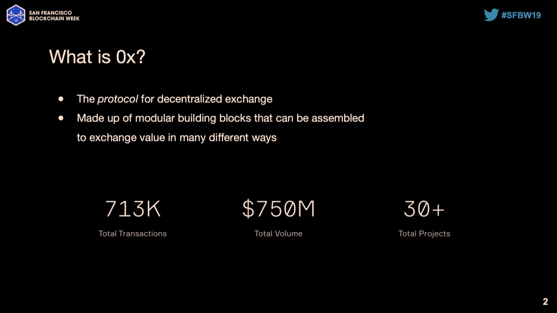To this day, 0x has done over 713,000 trades, over $750 million worth of volume, and over 30 projects have been built utilizing 0x. I think these numbers are actually a little bit out of date. The volume numbers should be over $1 billion today.